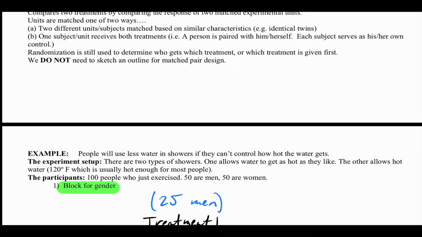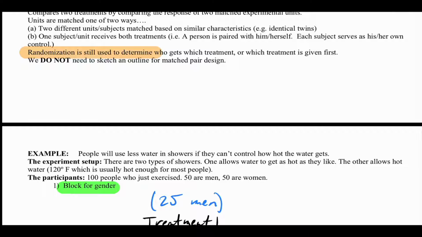Randomization, let's use a different color. Randomization is still used to determine who gets which treatment if you're paired with somebody else, or which treatment is given first if you're paired with just yourself. So it just depends on what the experiment is.